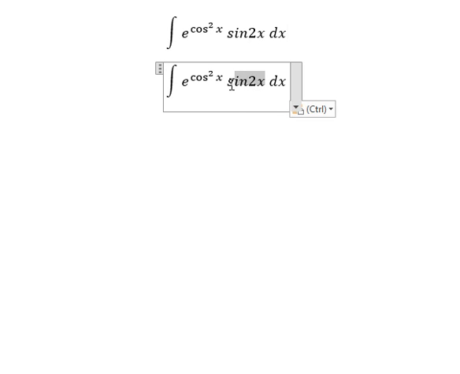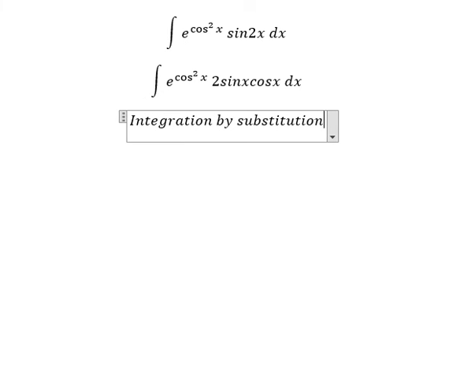The topic today is about integration. So now I will show you how to answer. About sin 2x, we change it to 2 sin x cosine x. Next, we need to use integration by substitution.